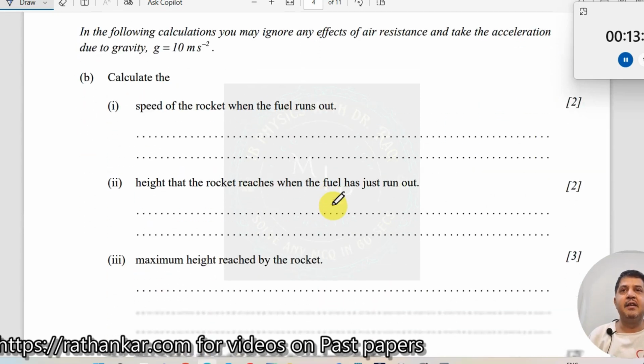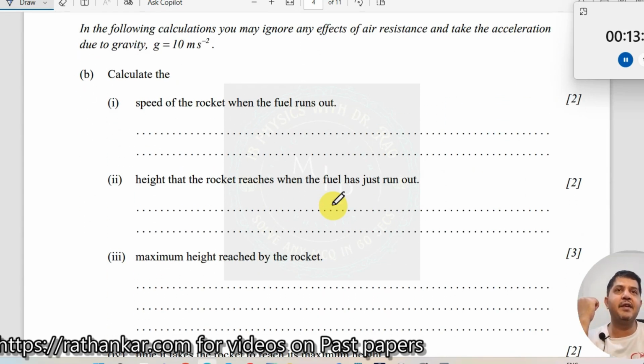Then the following calculations: you may ignore the effects of air resistance and take the acceleration due to gravity. Calculate the speed of the rocket when the fuel runs out.